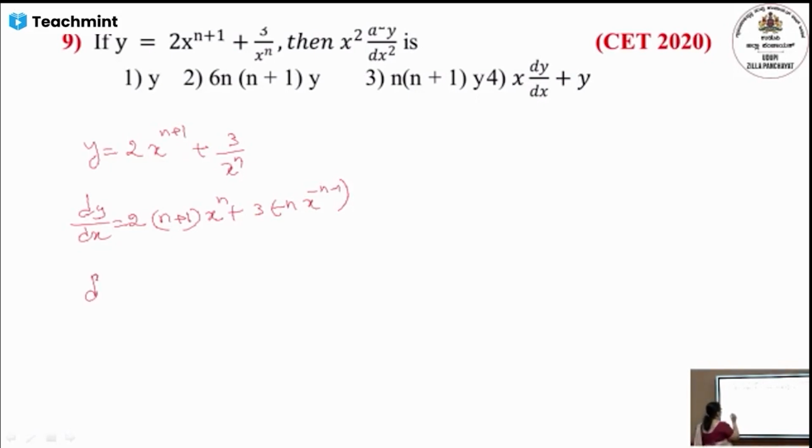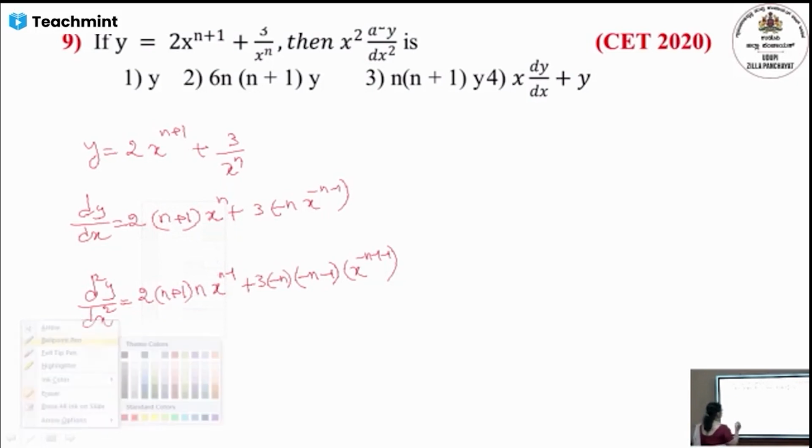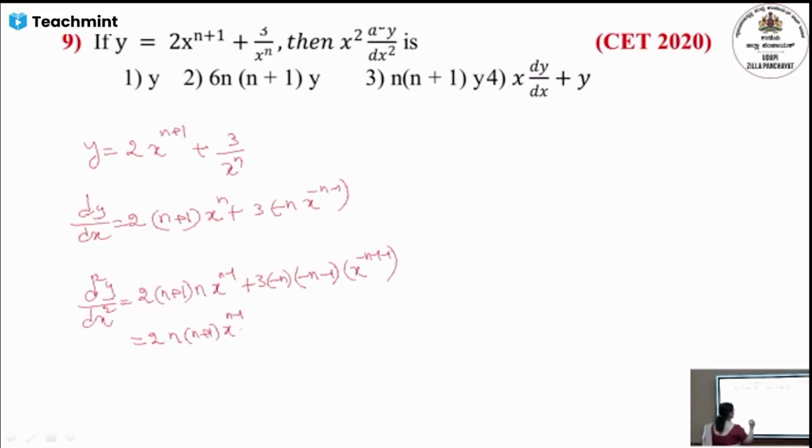So now let us find the second order derivative. I hope you are following along with me. n plus 1 is constant, and the derivative of x power n is n into x power n minus 1, plus 3 into minus n x to the power minus n minus 1, whose derivative gives x to the power minus n minus 1. So what I have is 2 into n into n plus 1 x to the power n minus 1. This minus of minus will be plus 3 into n plus 1 x to the power minus n minus 2.